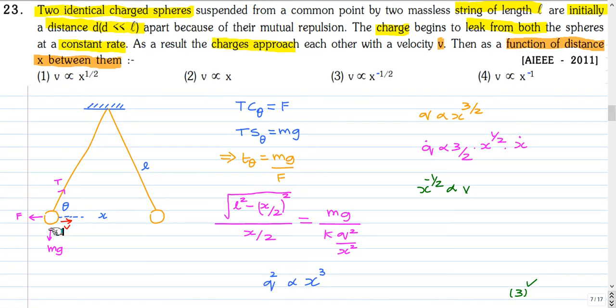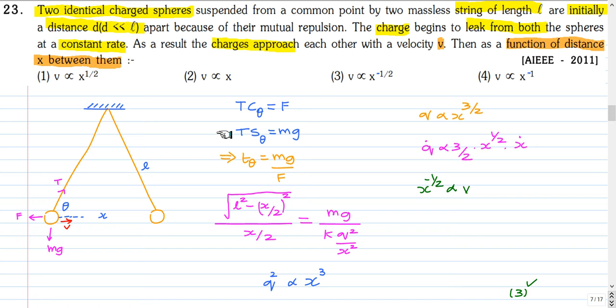So the forces acting on the sphere are its weight mg, tension of the string, and the string is making an angle theta say, and there is the electrostatic repulsive force, and since the charge is leaking, this force will keep on decreasing, because of it will acquire a velocity in this direction, and the separation between the spheres is x and the length of the string is L. So writing the force balance equation, in the horizontal direction we get T cos theta is equal to F, vertical direction T sin theta equal to mg.